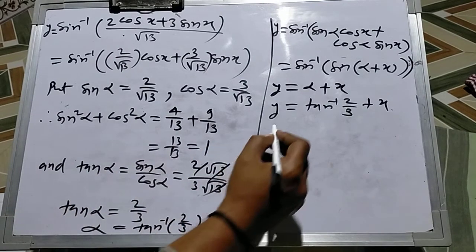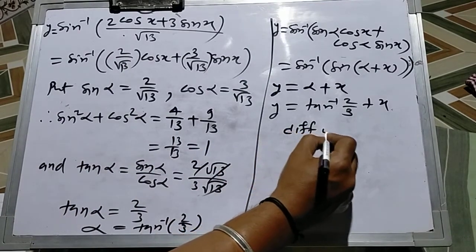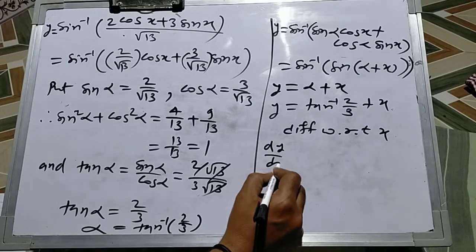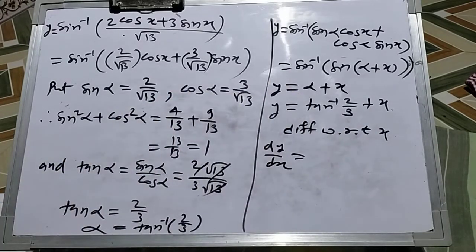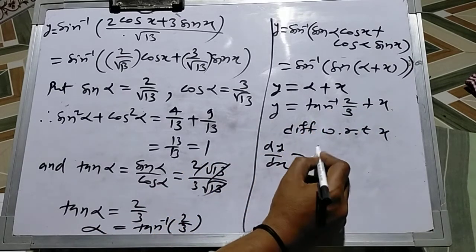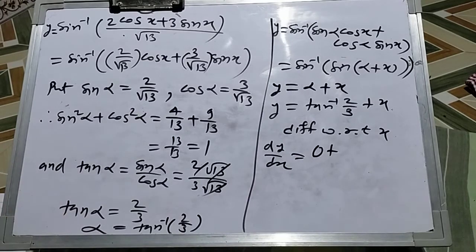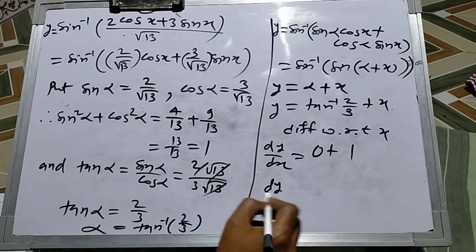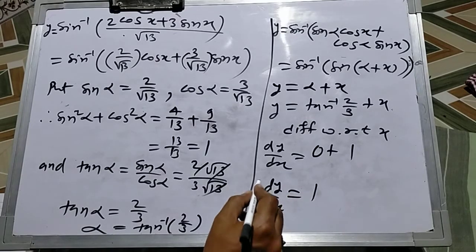Now differentiate this term with respect to x. So dy by dx is equal to the derivative of tan inverse of 2 by 3, which is a constant term, and the derivative of a constant is 0, plus the derivative of x, which is 1. So therefore dy by dx is equal to 1.